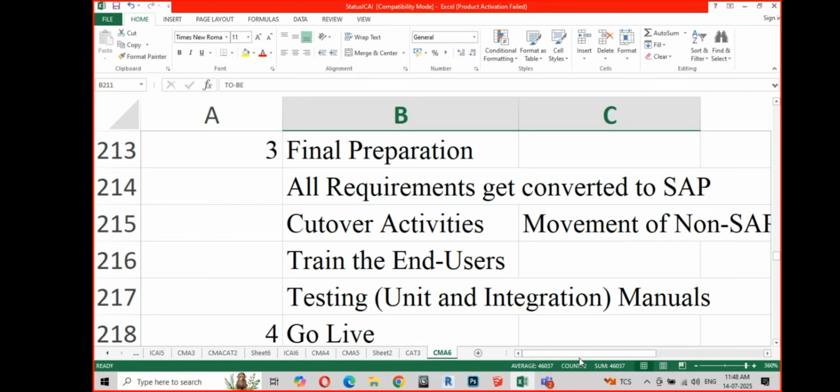And are they tallying? Are they showing the same figures? Is my trial balance, which I drew from the non-SAP system as on that particular day, matching with the trial balance or the balance sheet or the profit and loss account? Is it matching with the same reports in SAP? Even before I hand over the system, I ensure that both the reports have the same figures.